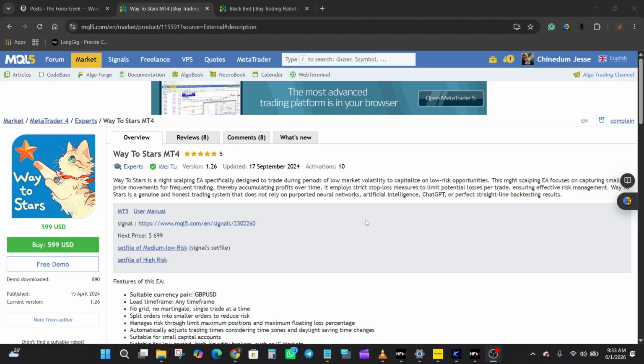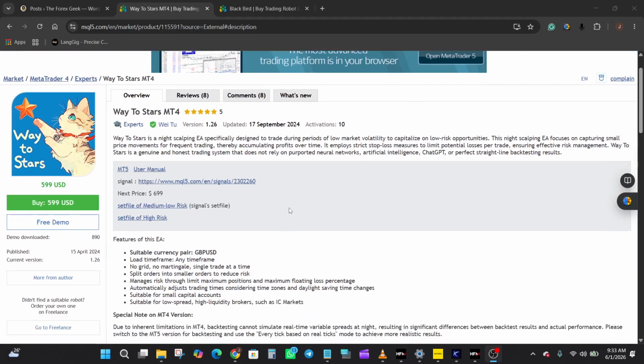Now, let's just jump straight into the MQL5 Marketplace page and see what this EA is all about. Looking at the listing, Way to Stars EA is developed by Way2 and is currently priced at 599 US dollars. The version shown here is version 1.26 with the latest updates listed as September 17, 2024. The developer also notes that the next price increase will take the EA to 699 US dollars.